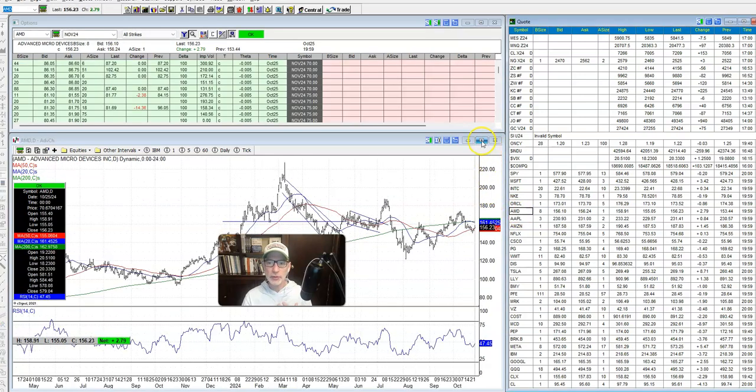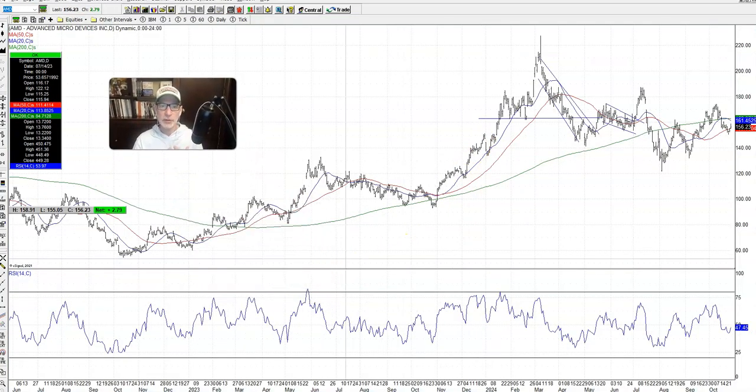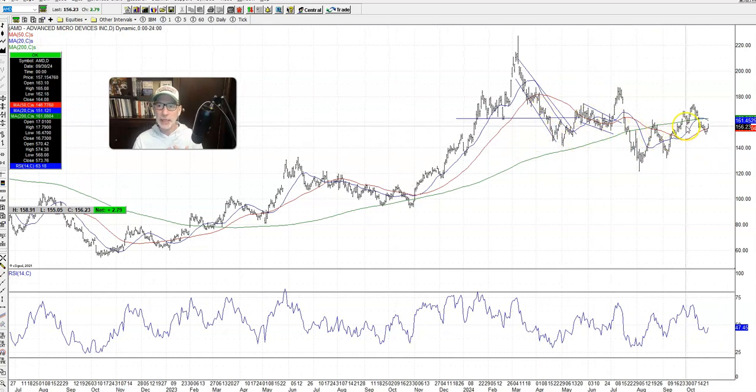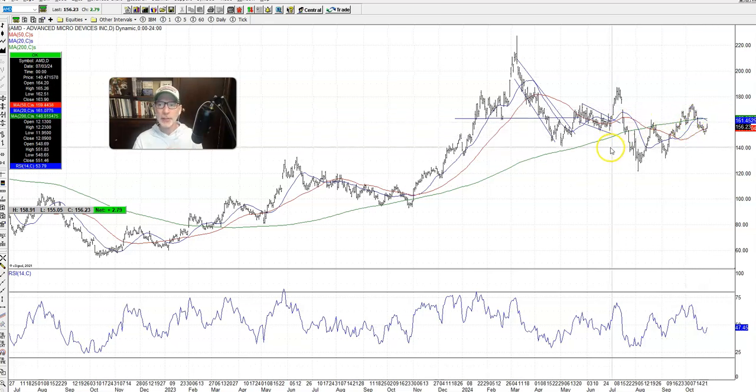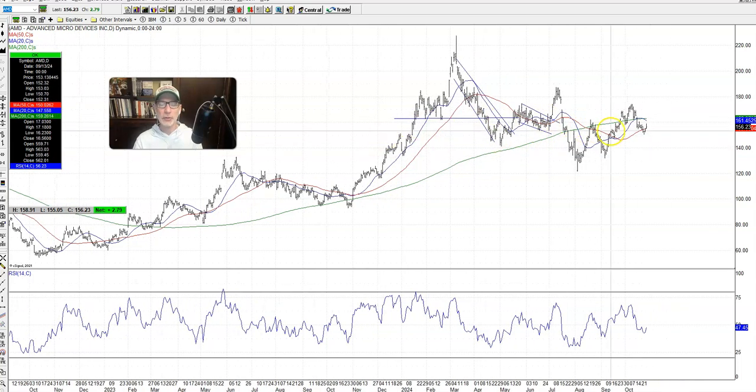AMD has been a little frustrating. I've been a fan of AMD. It's just kind of sideways, kind of ugly, moving back and forth above and below the moving average. So it's kind of jumbled up here. I can't really have a strong opinion whether it's strongly bullish or strongly bearish. It just keeps meandering here. Sideways action is not a bad thing if you're a seller of options. I would rather have it trending in a higher direction, but sideways action is not that bad. But I can't really get a sense of what's happening here.